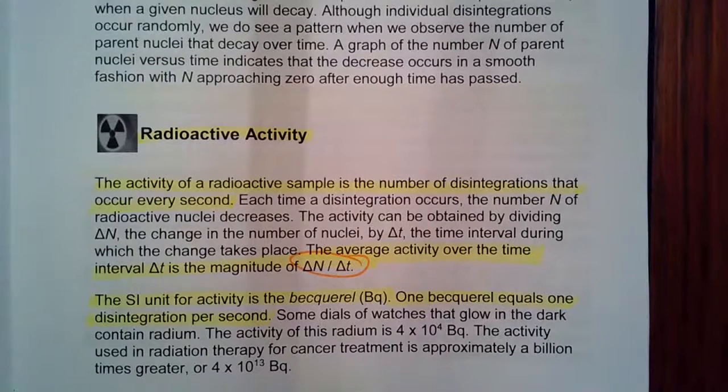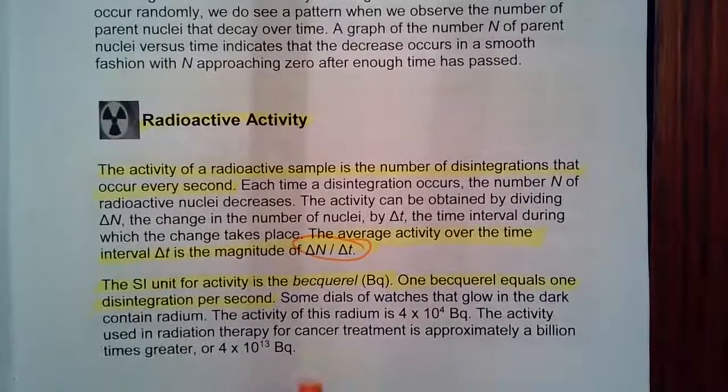If you've ever seen those glow-in-the-dark watches, they glow in the dark, and it's a very bright green. The activity of this radium is 4 times 10 to the power of 4 becquerel. The radiation treatment for cancer is about 1,000,000,000 times greater, or 4 times 10 to the power of 13 becquerel.